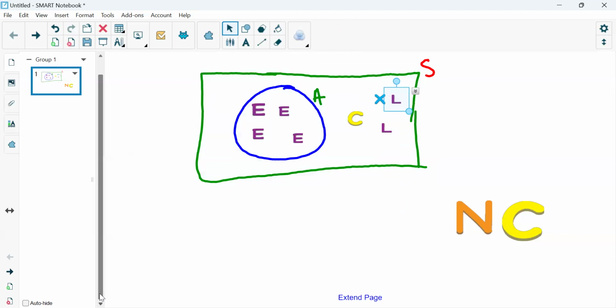Do you have to put them in any particular order? No. You just have to be able to put them inside.